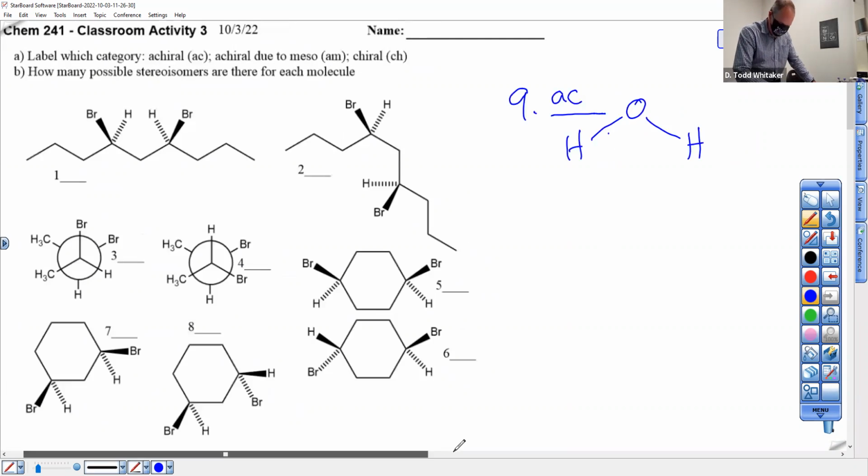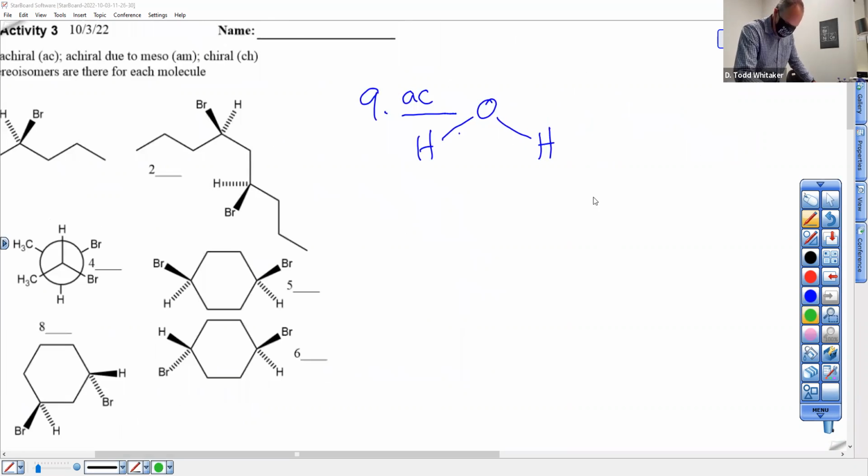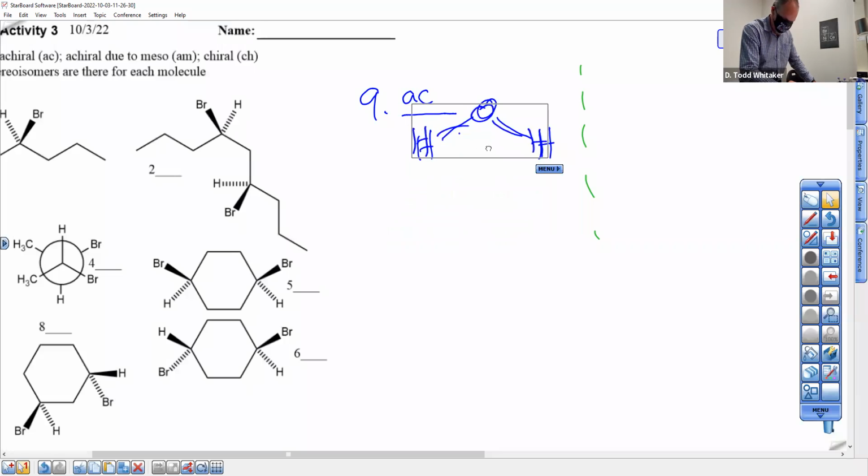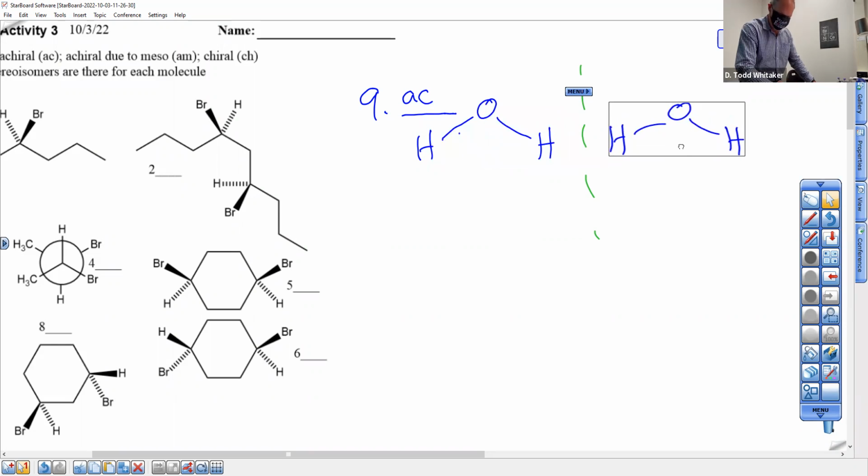If I drew another water as a mirror image to this water, kind of a waste of time, but here it is. If I was a slightly better artist, you would see quite simply that they superimpose and everything matches up. You want me to make my water a bit bigger? There, everything's matching up, right? That means they're identical. If they're identical, they're achiral. If you're identical to your mirror image, you're achiral. Okay? Because you don't have a mirror image.